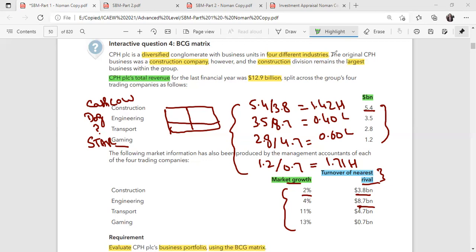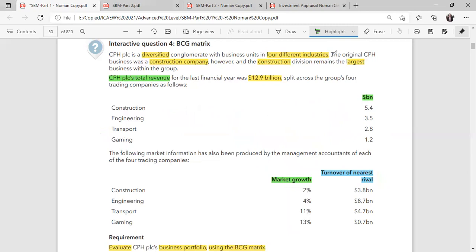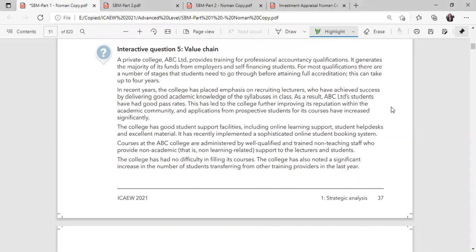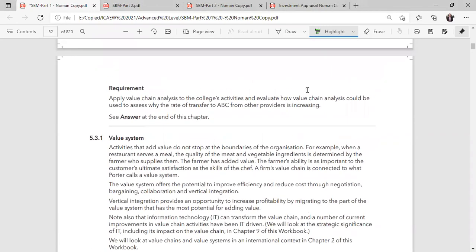Thank you. Okay, now our question is completed. Now we can move to our next question, that is interactive question 5. This question is basically about the value chain. Our requirement is: apply value chain analysis to college activities. Yes, this is our case.